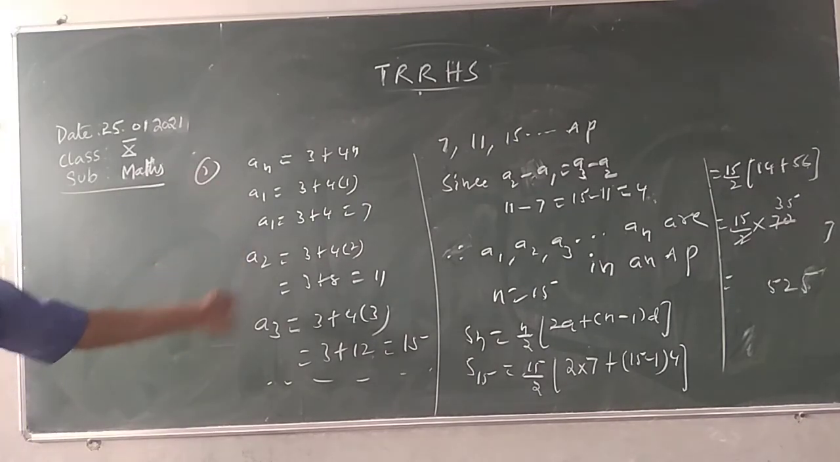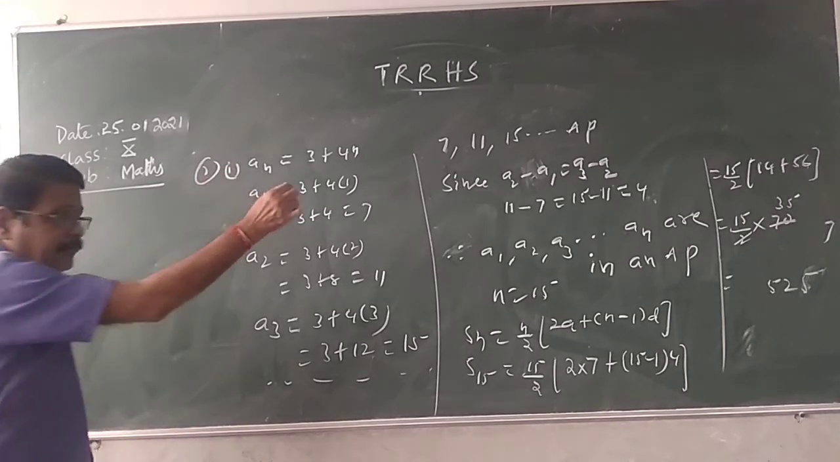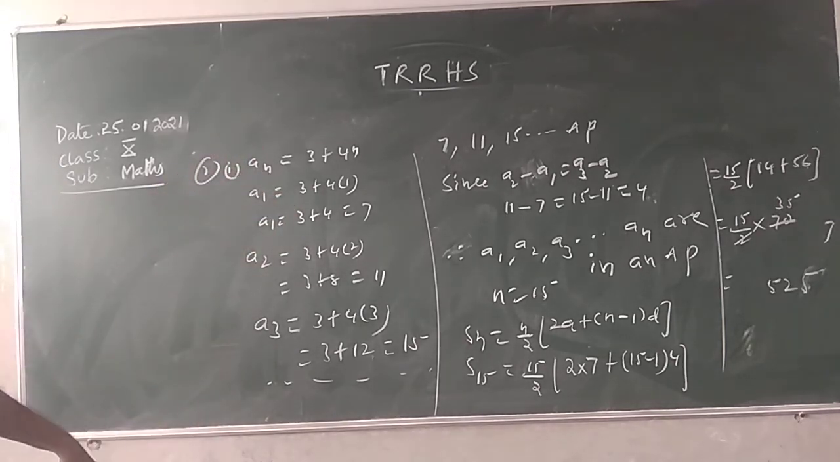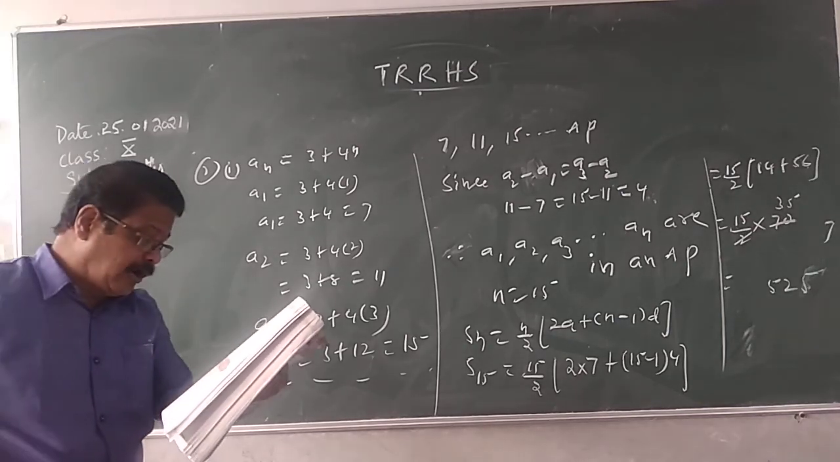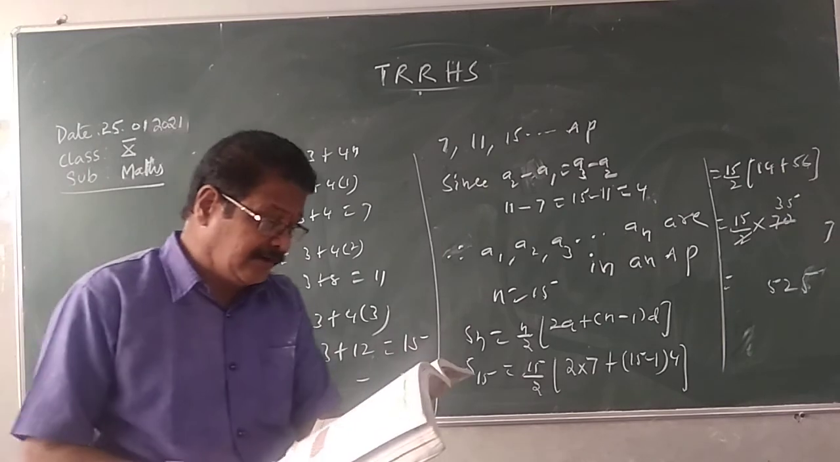In the same model, I skipped the first bit of this seventh problem, which I explained. There are 2 bits in this seventh problem. The first bit I explained. In the second bit also, you just prove that they are in the AP and also find out the sum of the 15 terms. So I hope you clearly understood, children.